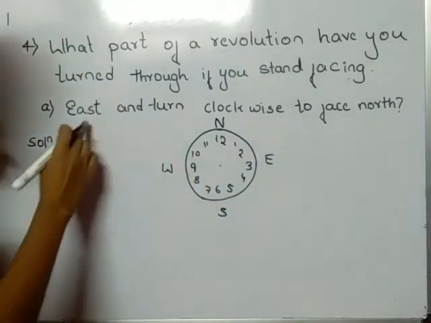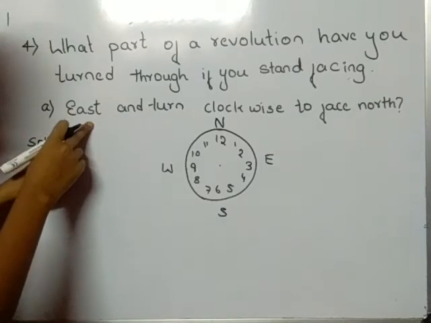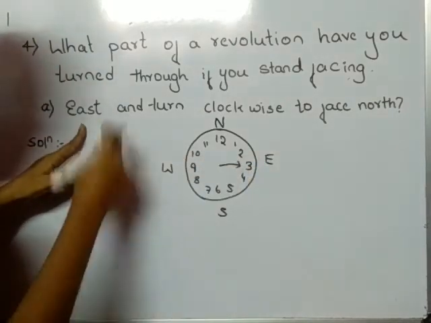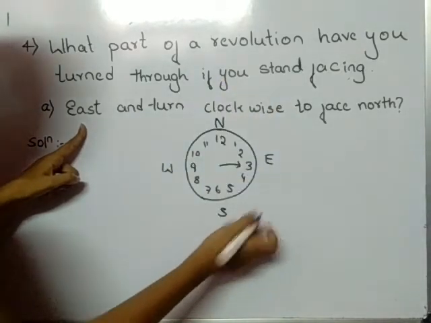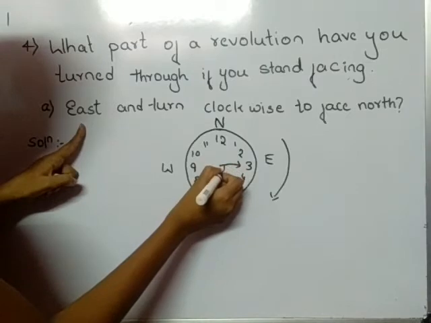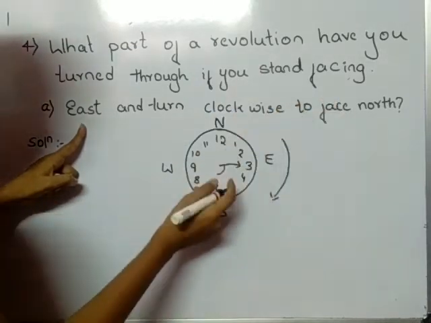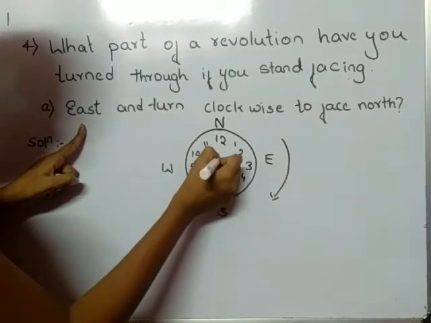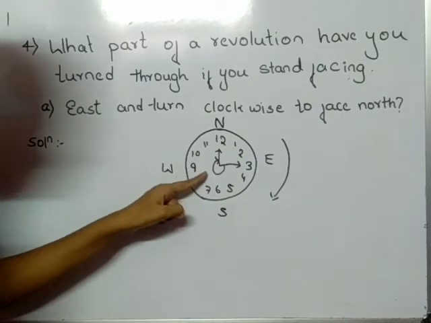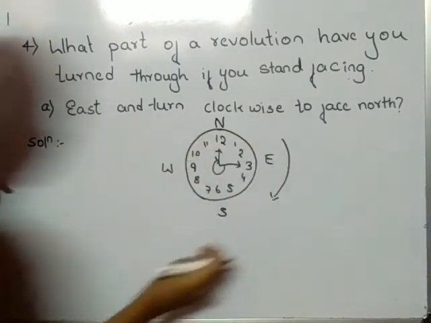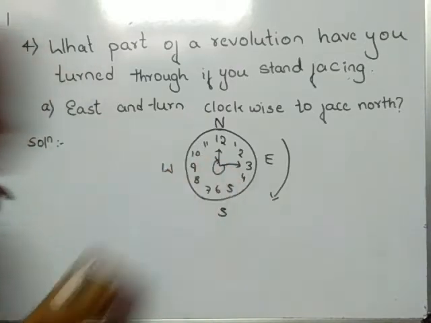Okay, first he is facing to the east. Now if he turns in a clockwise direction, he is turning like this, and he faces to the north. After turning he will face to the north now. This much revolution he has made, right? After turning from east to north in a clockwise direction, this much turn he has moved.